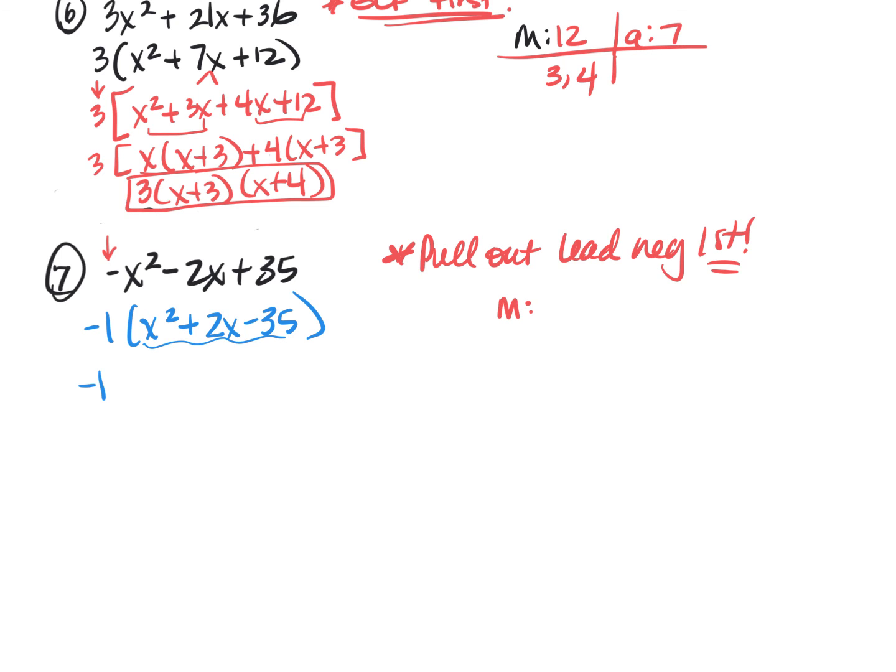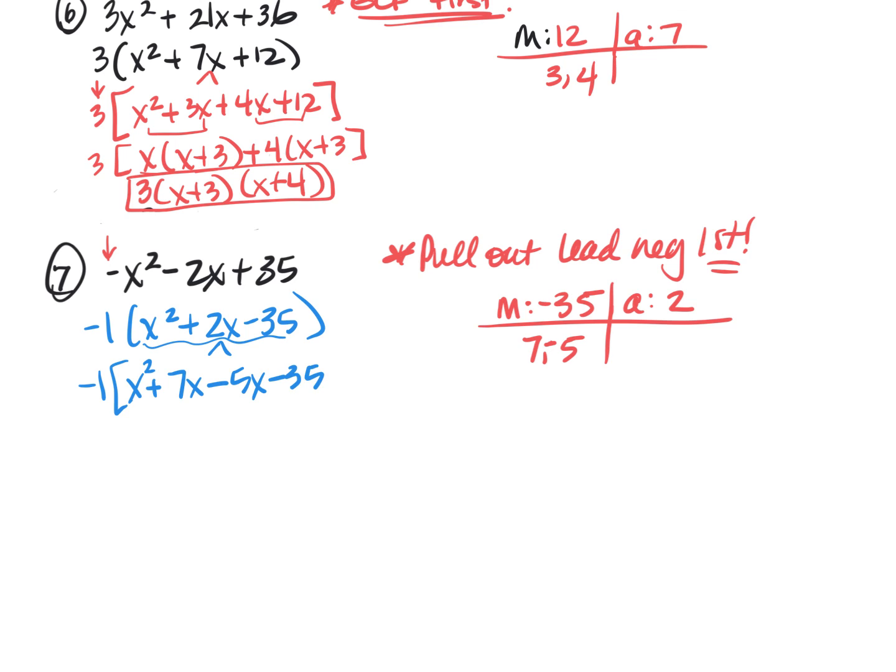So now I'm back to where I was. What numbers are going to multiply to -35 but add to +2? Well, 7 and 5 come to mind. But the product is negative, so one of them has to be negative. And I want them to add to a positive. That means the smaller number needs to be negative. So the 5 is the negative. So let's break this up. So I'm going to have x squared plus 7x minus 5x minus 35.